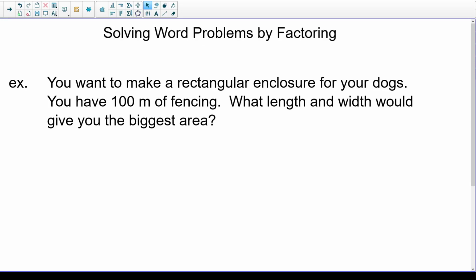In this lesson, we're going to look at multiple word problems that can be solved by factoring. One of the first questions I'd like to do is a question we had done way back at the beginning of this unit as an introductory question. Very common question in quadratics. You want to make a rectangular enclosure, you have a certain amount of fencing. What length and width would give you the biggest area?